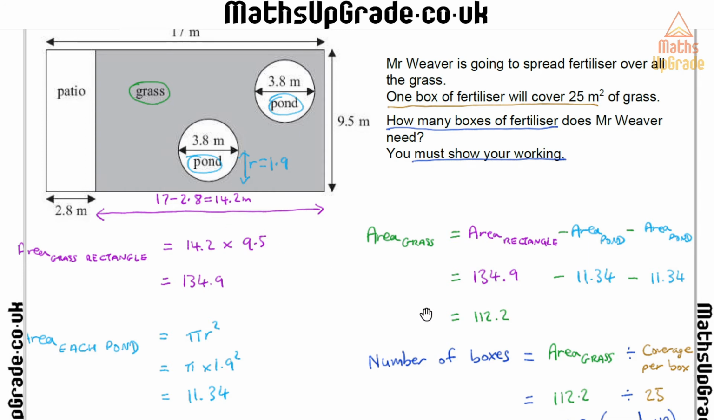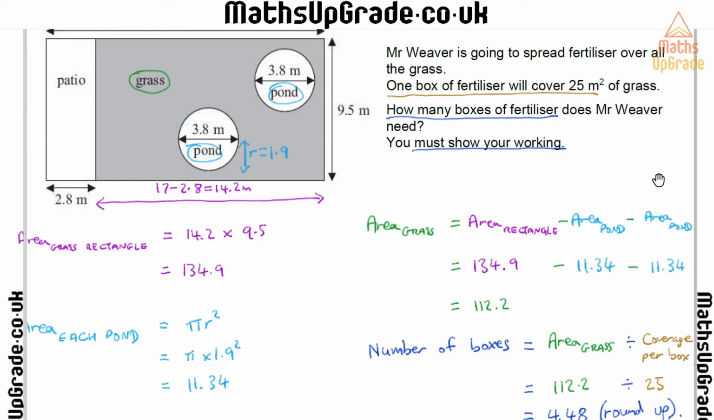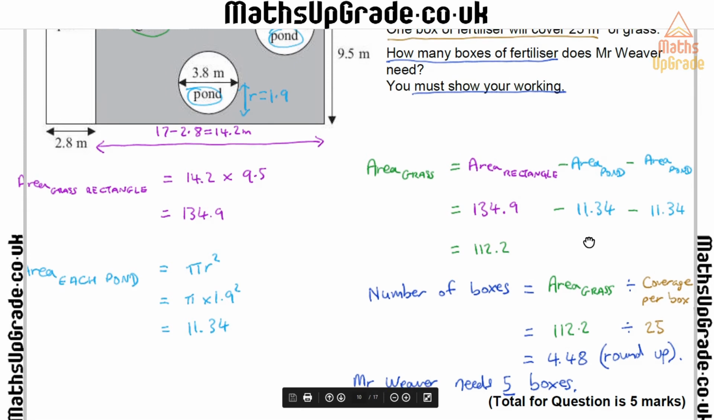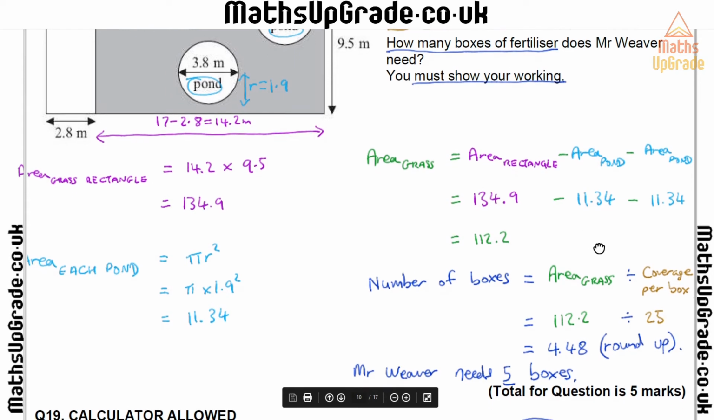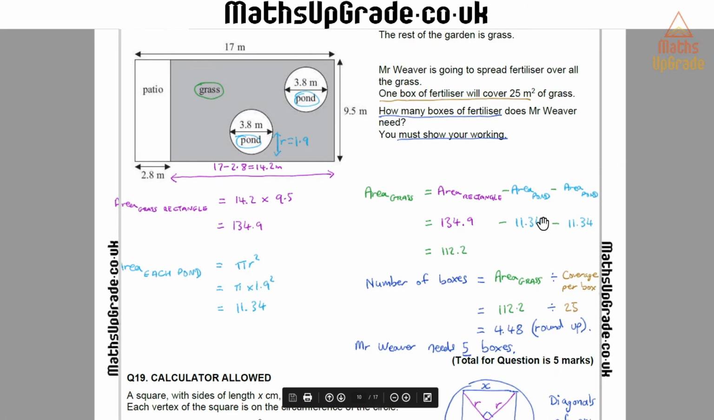Now, to find the number of boxes of fertilizer, each box covers 25 meters squared. So 1 box would cover 25 meters squared, 2 boxes would cover 50, and so on. If I divide the area of grass by the coverage per box, that gives how many boxes he'll need. He'll need 4.48 boxes, but he cannot buy 4.48 boxes. He can either buy 4 or 5 boxes. He has to buy 5 boxes, and obviously he'll have a little bit left over. The whole question is worth 5 marks.